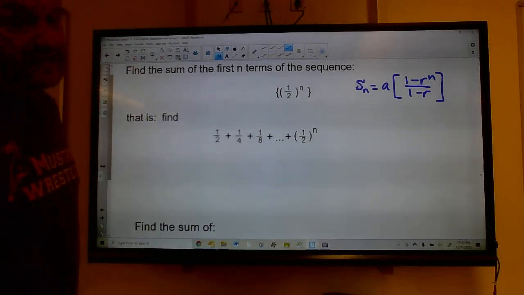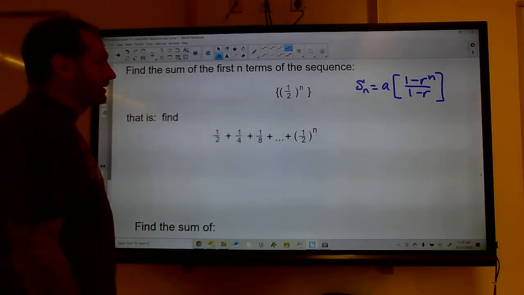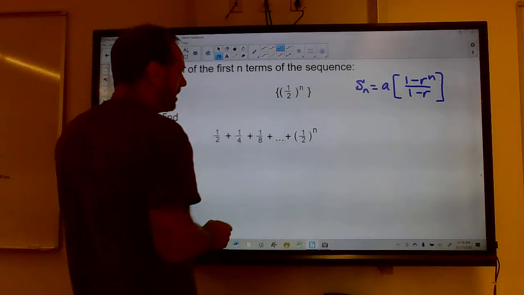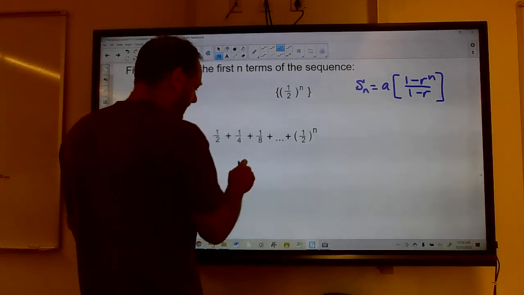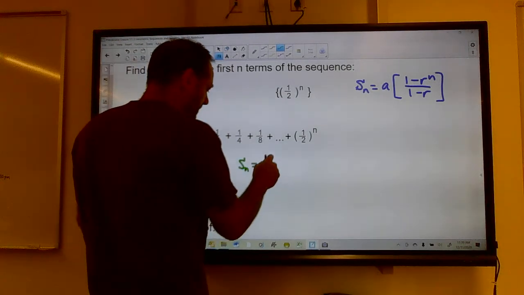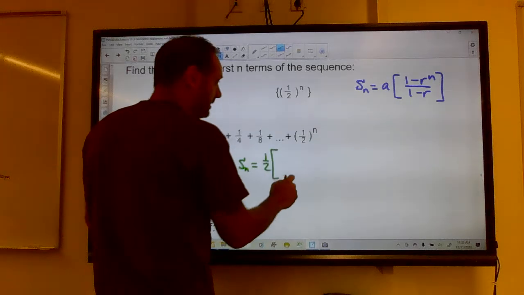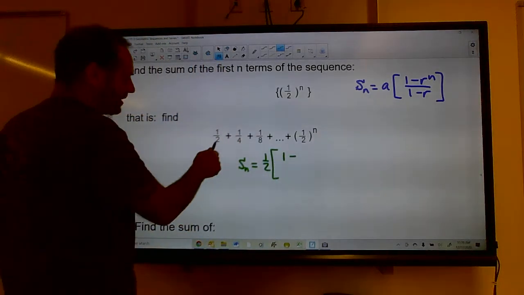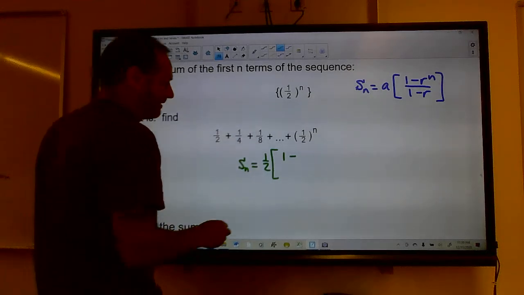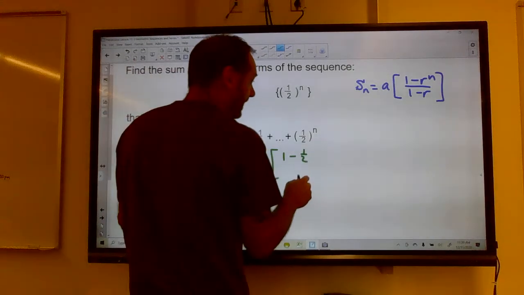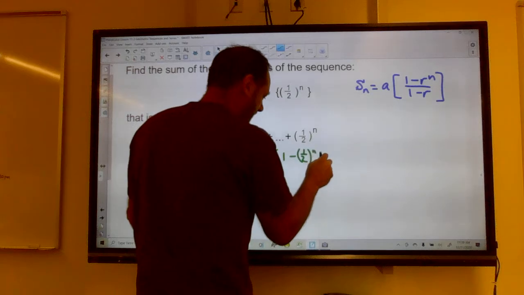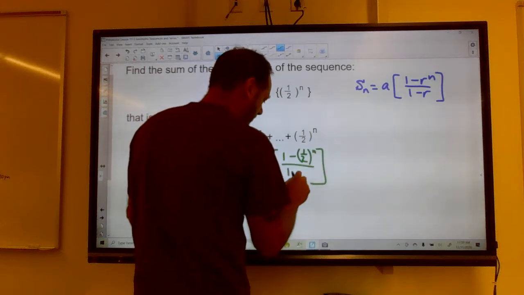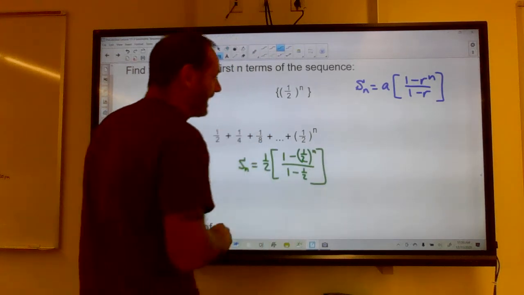Okay, so this is an infinite sequence. I'm really not going to get an answer to this. I'm going to get an equation. So my first term is 1/2, so S sub n is going to be A times 1 minus the common ratio. Now what's the common ratio? Well, the common ratio is 1/2. It gets 1/2 each time. So 1/2 to the n over 1 minus 1/2.